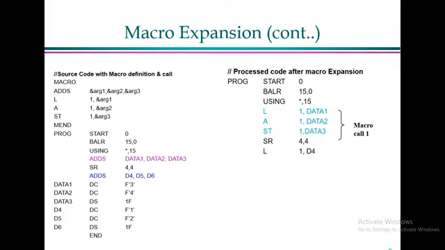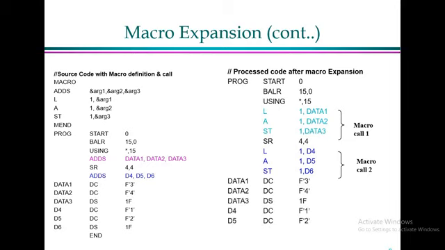So this is L1 comma D4, then A1 comma D4, then ST1 comma D5. These are the actual parameters that you have to pass, and then the rest of the thing write down as it is. So this is the second example of macro expansion.